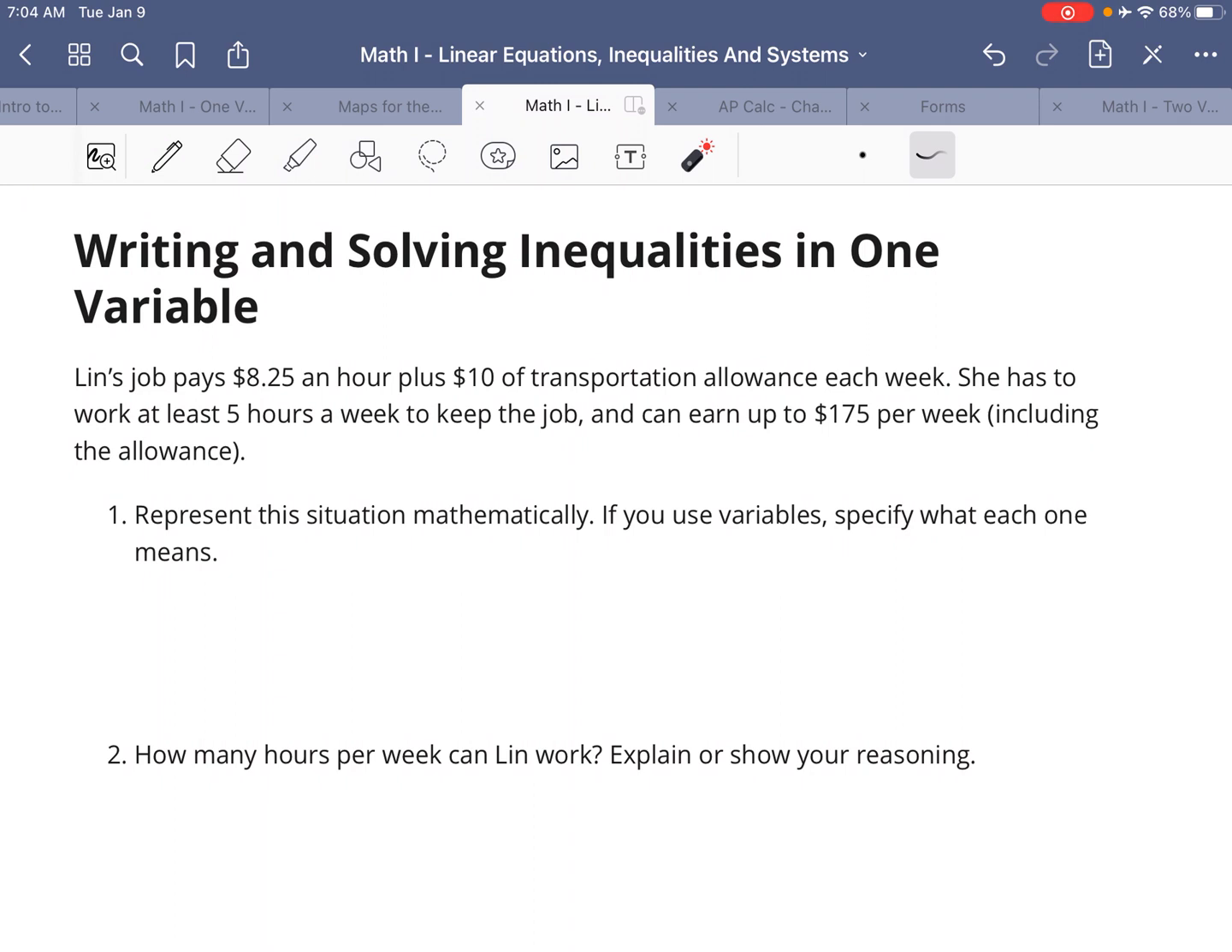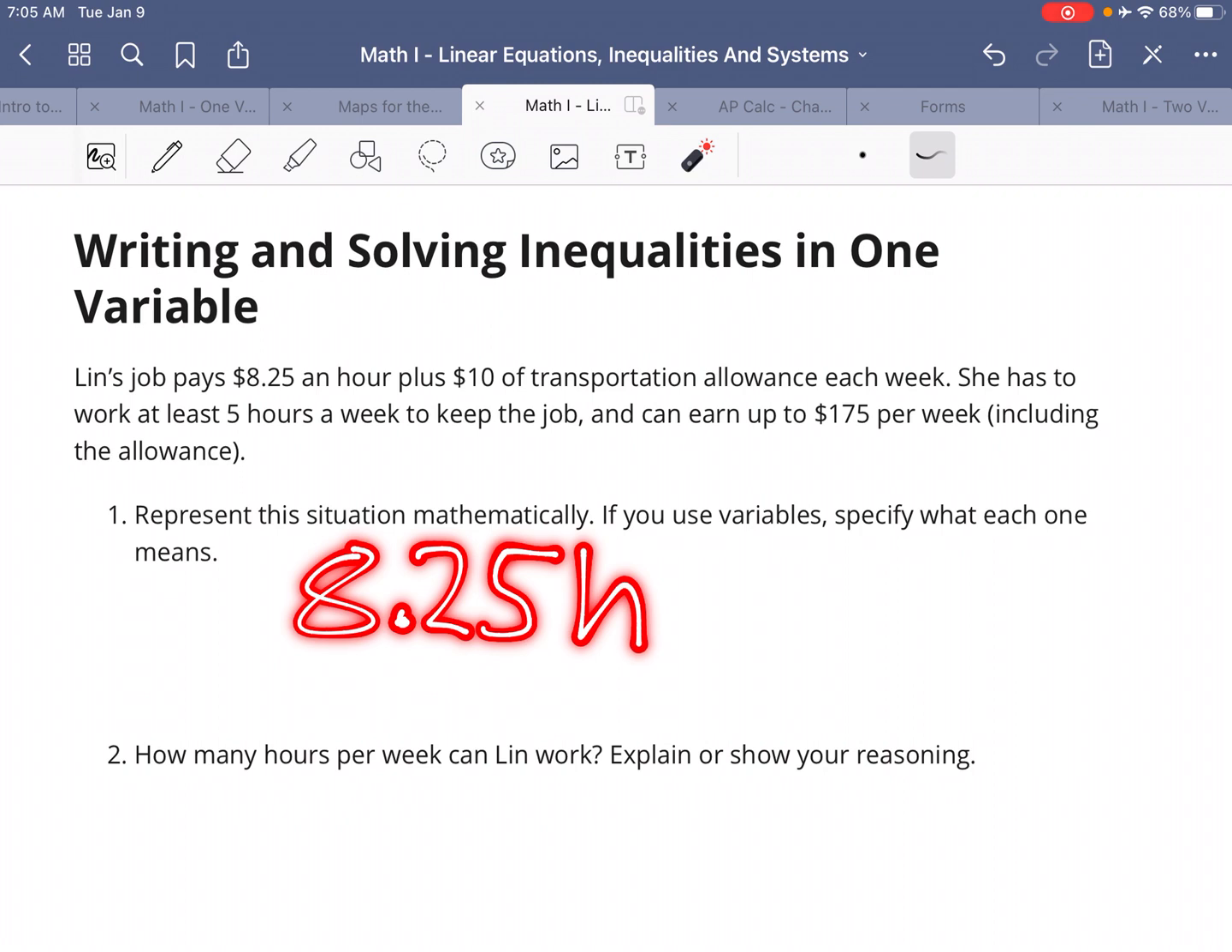Well, the first thing that you need to do is you need to write an inequality. So they pay her $8.25 an hour plus $10 of transportation allowance each week. She can earn up to $175 per week. So she's got $8.25 an hour for some unknown number of hours. Let's call it H. So the total amount that she makes in a week would be $8.25 times H, but there's something else that she earns as well, right? Plus $10 of transportation.